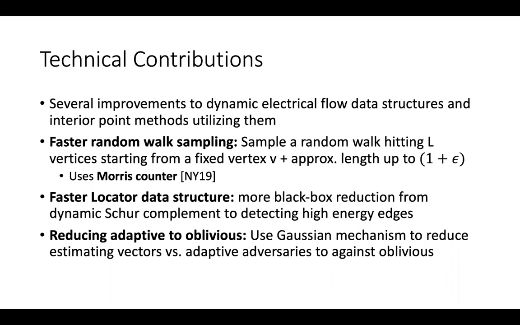Finally, I said it was important that our algorithm works against adaptive adversaries. However, the most natural data structures all work against oblivious adversaries because they are very randomized. However, we show that in the context of this problem and in general vector estimation problems, adaptive and oblivious are very similar, and I will explain how that works. So for the remainder of the talk, I was going to first touch on reducing adaptive to oblivious a little bit. And then I was going to focus on describing the random walk sampling algorithm, which is very nice.